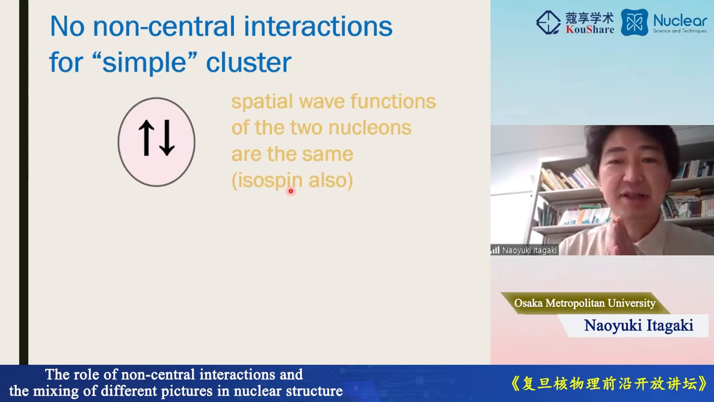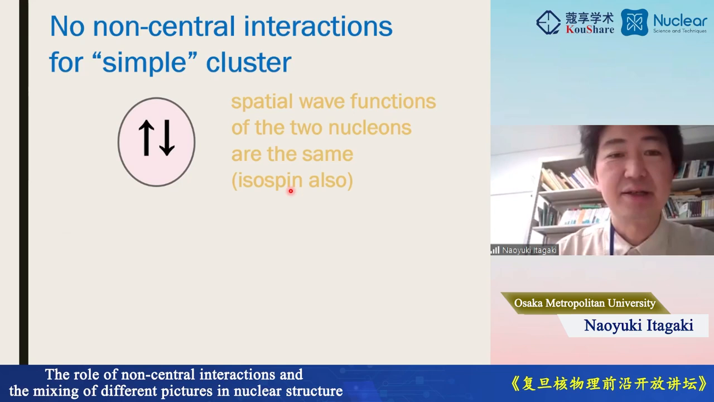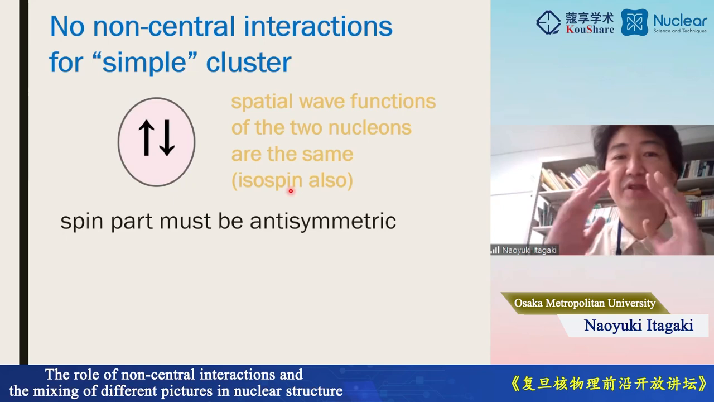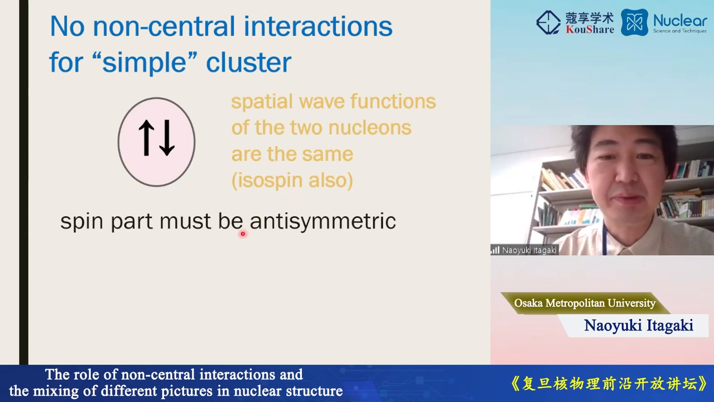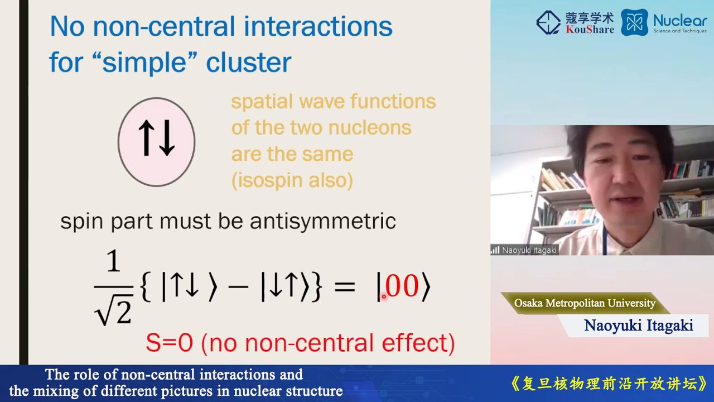In this case, if you antisymmetrize the wave function, then you have to get a minus sign if you exchange the particles. So the spin part must be antisymmetric because the spatial part and isospin part are symmetric. In this case, the spin part must be antisymmetric in this way. If the spin part is antisymmetric, then its spin is equal to zero. So the dineutron always has spin S equal to zero.